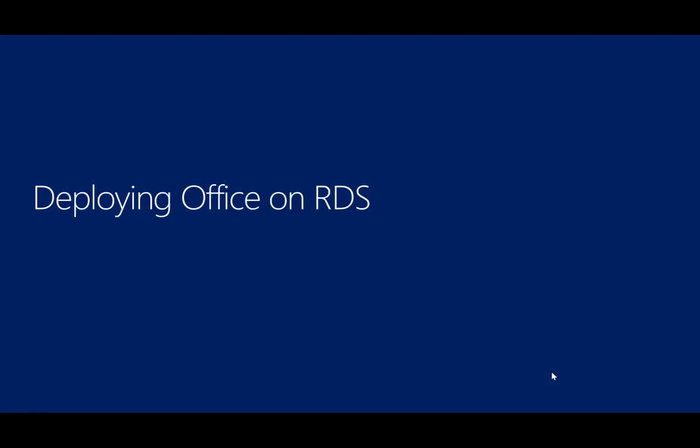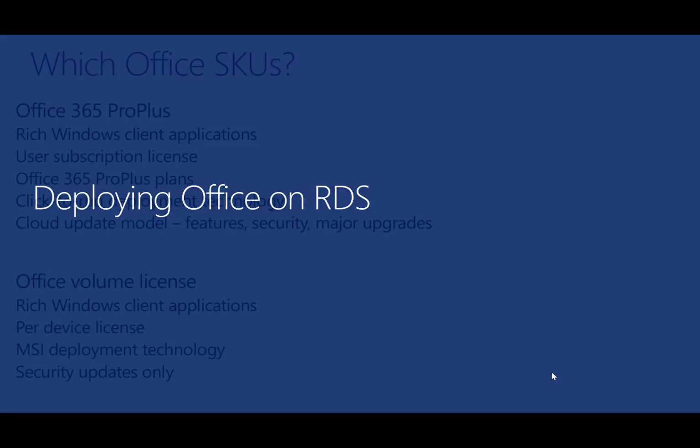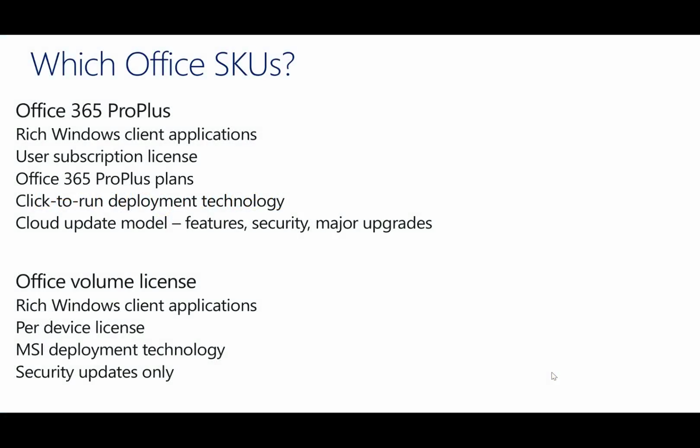Now we'll move into the second last section, which is deploying Office on remote desktop services. So first up, which Office SKUs can you deploy? The important thing here is that for quite a while you did actually need a volume license version of Office to deploy on remote desktop services. But the other option that you've got now is you can deploy it via Office 365 Pro Plus.